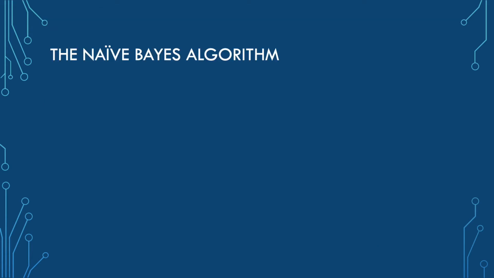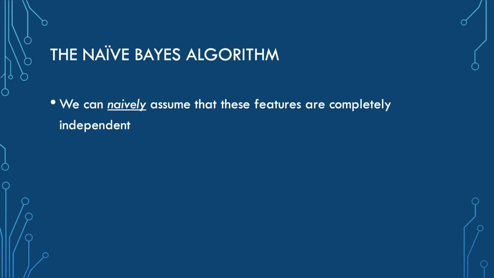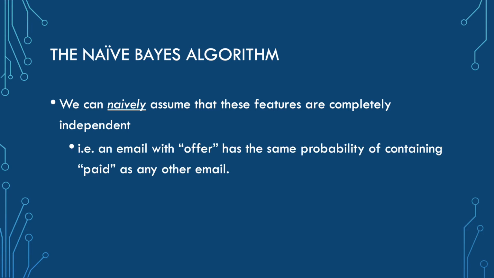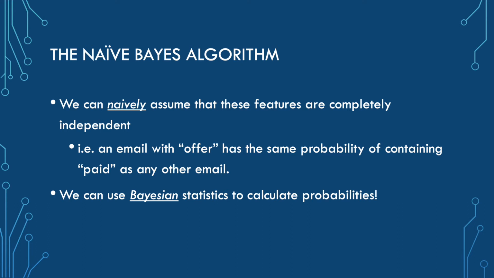This is where the naive Bayes algorithm comes in. The naive Bayes algorithm simply states that we can naively assume that features are completely independent. That is, an email with the word offer has the same probability of containing the word paid as any other email. Many of you may be thinking, that isn't really how the English language works, and this isn't a great assumption. And you'd be absolutely correct. This is a naive assumption. This is a bad assumption. However, for the purposes of this algorithm, we assume that it's true. We can then use Bayesian statistics to calculate probabilities.